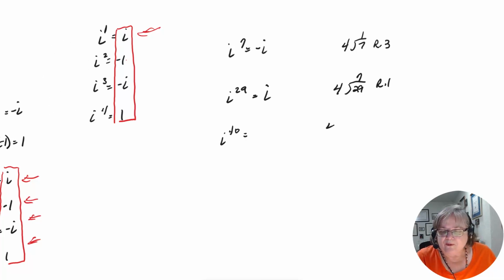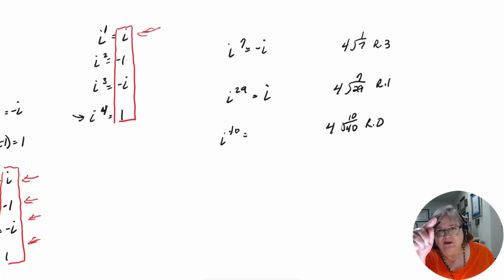How about i to the 40th? All right, 4 goes into 40 10 times with no remainder. Now wait a minute. Where does 0 go? I don't see a 0 over there. I have 1, 2, 3, 4, but I don't have 0. Look right here at this 4 that's down there. 4 goes into that 4 one time with nothing left over. So if you have nothing left over, you're at the bottom of the list. So this is 1.